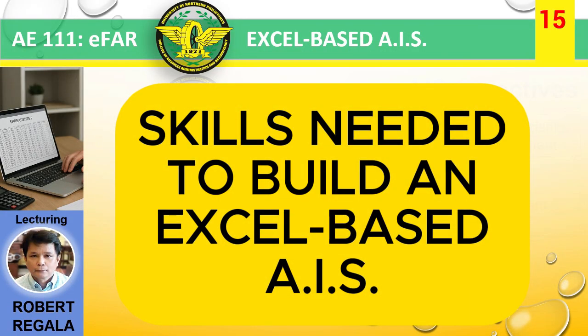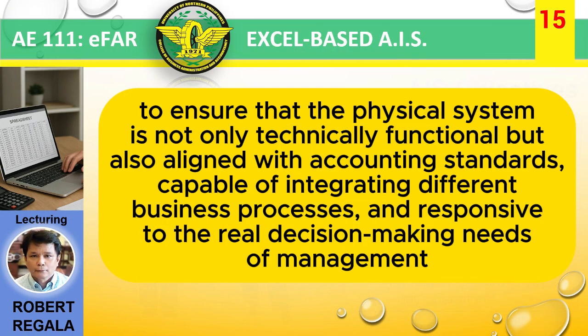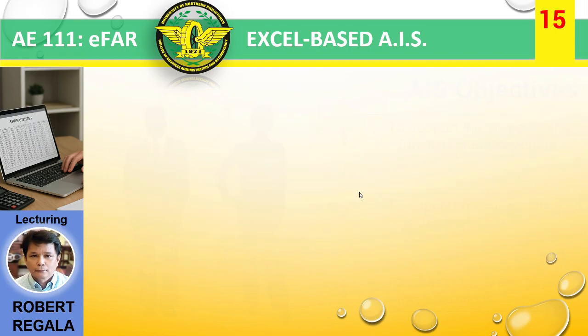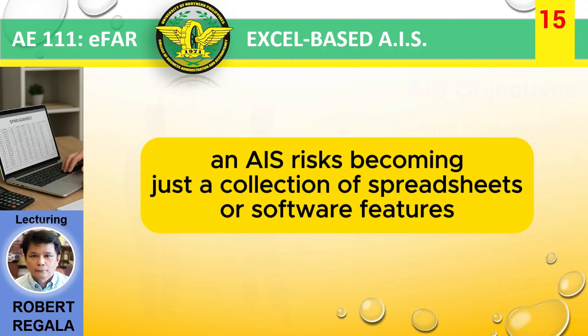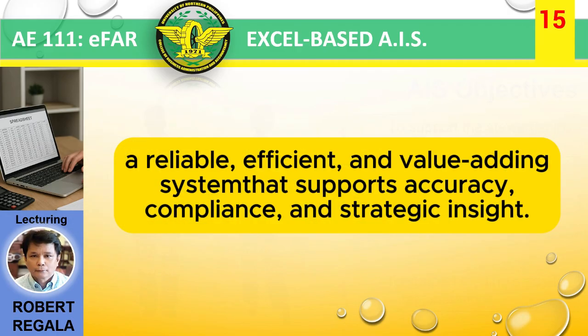Skills needed to build an Excel-based AIS. When one is called upon to participate in the design of an AIS, he needs to possess certain traits and skills to ensure that the physical system is not only technically functional, but also aligned with accounting standards, capable of integrating different business processes, and responsive to the real decision-making needs of management. Without the following skills and knowledge, an AIS risks becoming just a collection of spreadsheets or software features. With them, it becomes a reliable, efficient, and value-adding system that supports accuracy, compliance, and strategic insight.